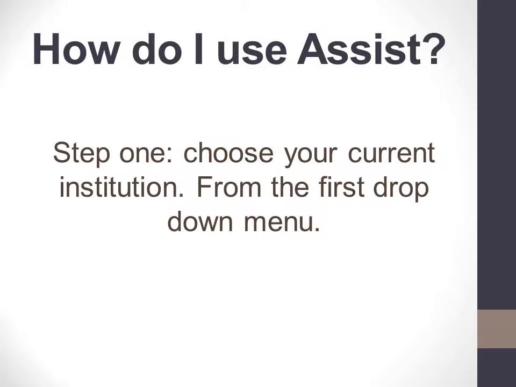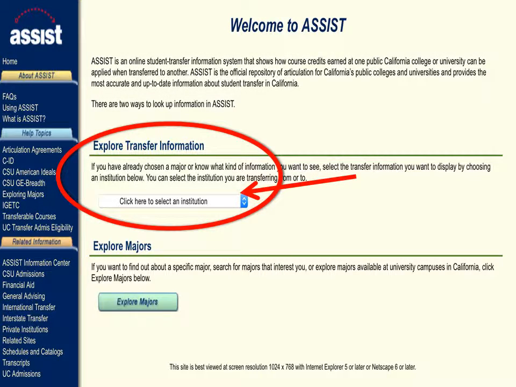The first step as you open up Assist is to choose your institution from the drop-down menu. So back to the original screen we saw in the beginning of the presentation that showed the first page of Assist. What we want to do is go down to the second section where it says Explore Transfer Information, and open up the drop-down menu circled in red.